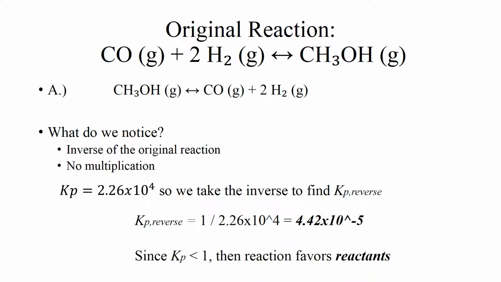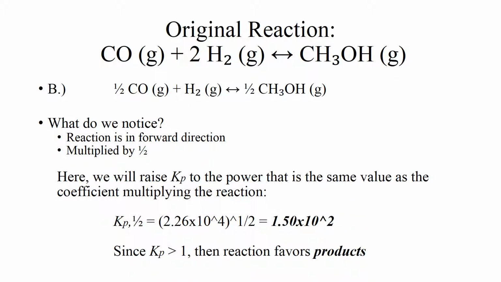To begin solving this problem, we need to remember that our original reaction is CO plus 2H2 at equilibrium with CH3OH. Part A gives us CH3OH at equilibrium with CO plus 2H2. What we notice here is that this is the inverse of the original reaction and that it is not multiplied by any factors. Kp equals 2.26 times 10 to the 4. So we take the inverse to find Kp reverse, which equals 1 over 2.26 times 10 to the fourth, which gives us a value of 4.42 times 10 to the negative 5. Since Kp is less than 1, then the reaction favors the reactants.